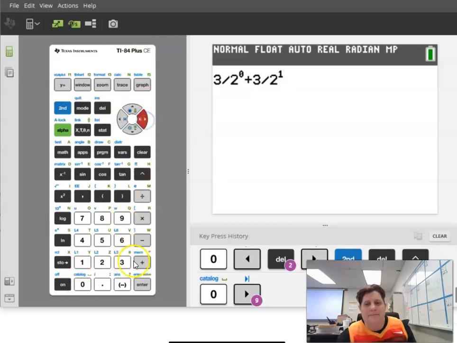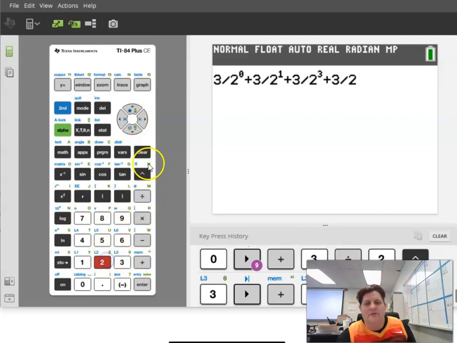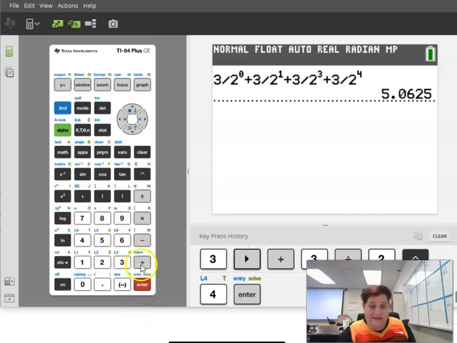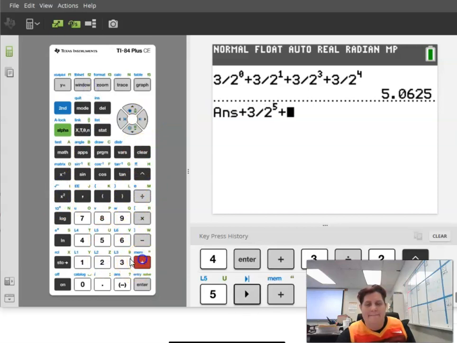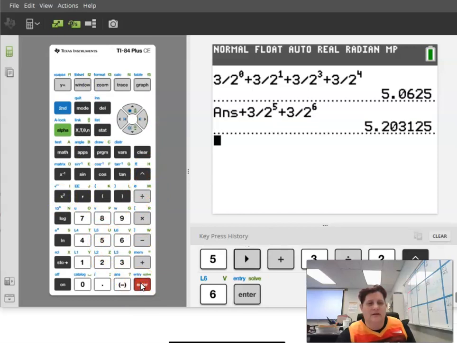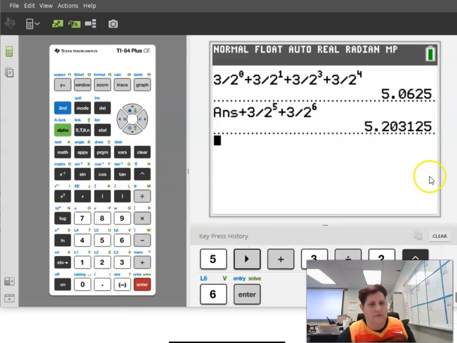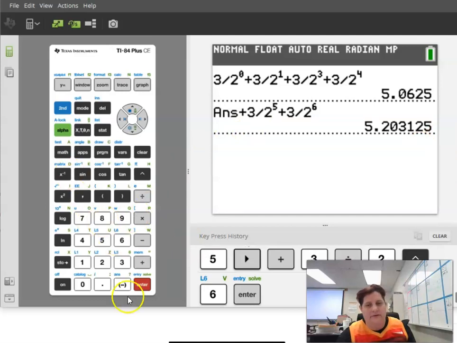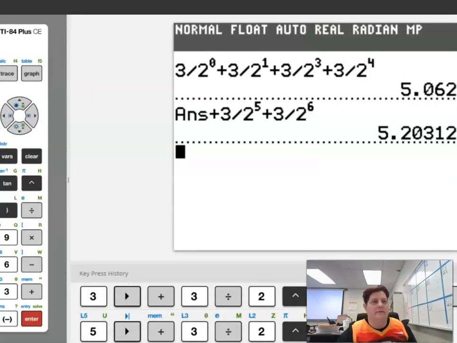Okay. 3 over 2 to the 0, 3 over 2 to the 1, 3 over 2 to the 3, 3 over 2 to the 4. There's only the first 4 terms, and I'm already getting kind of close to 6. 3 over 2 to the 5, 3 over 2 to the 6. We're just going to keep going until we get really close to our answer. It's like 5.2. So I can keep going and it'll eventually get very, very close to 6. It's not growing very fast, but hopefully that makes sense.